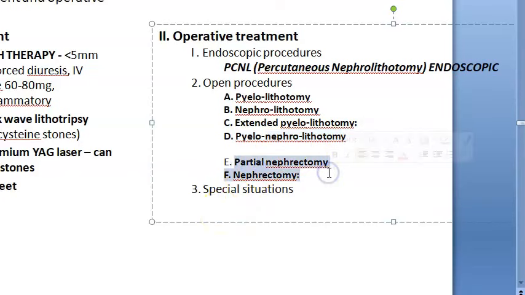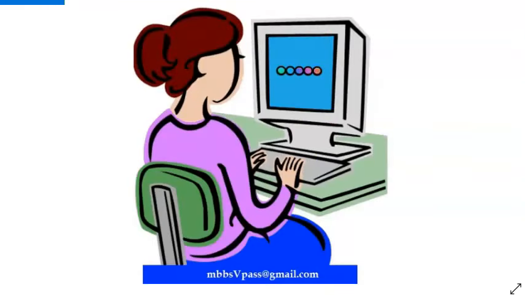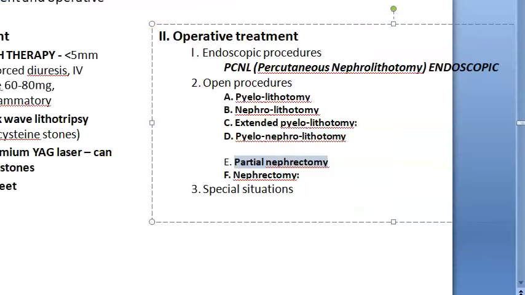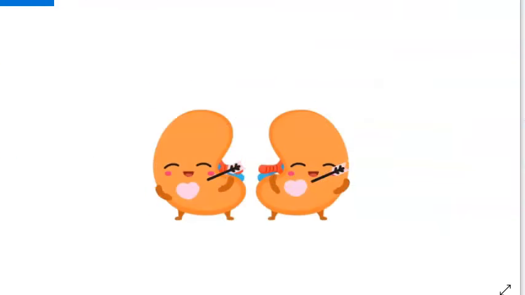We are finally reaching nephrectomy. You are removing a part of the kidney, partial or total nephrectomy. So what is this partial nephrectomy, guys? Take a deep breath, guys. We are looking at open procedures for renal stones. Okay. Take a break, guys. We are looking at the treatment of kidney stones.